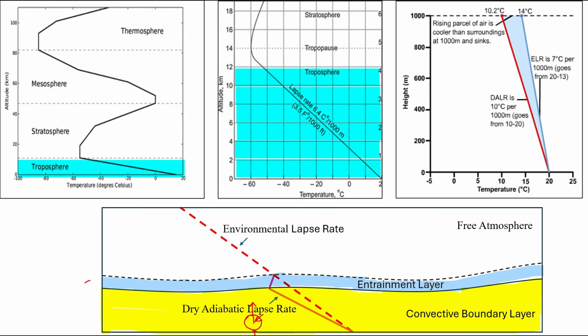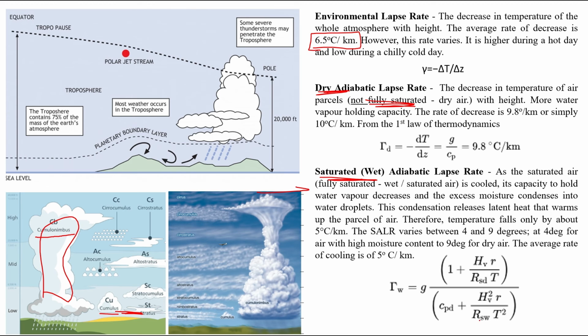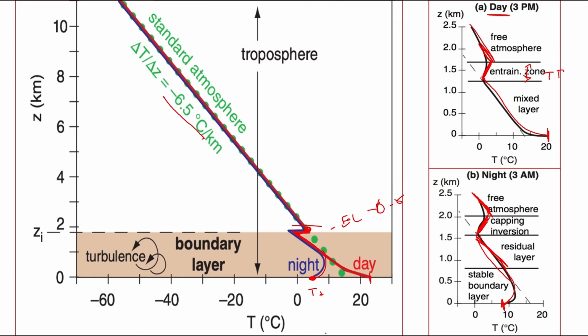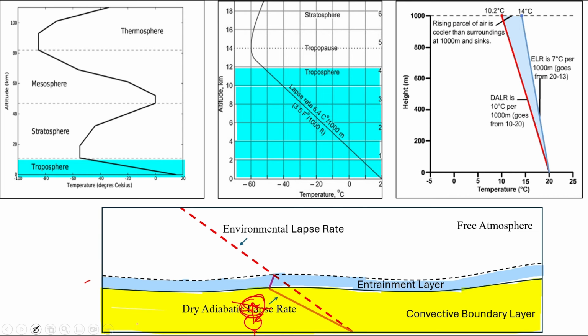Fully saturated, or the wet adiabatic lapse rate, means the same air, but this time it has full moisture content. So if you heat that, what will happen? The fully moist air parcel, if it is heated up, will rise, expand and cool. Cooling means the moisture content will condense, so there will be condensation.